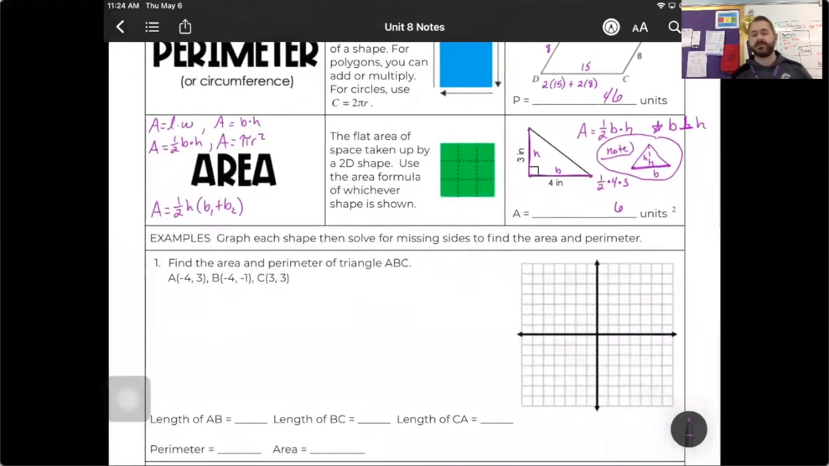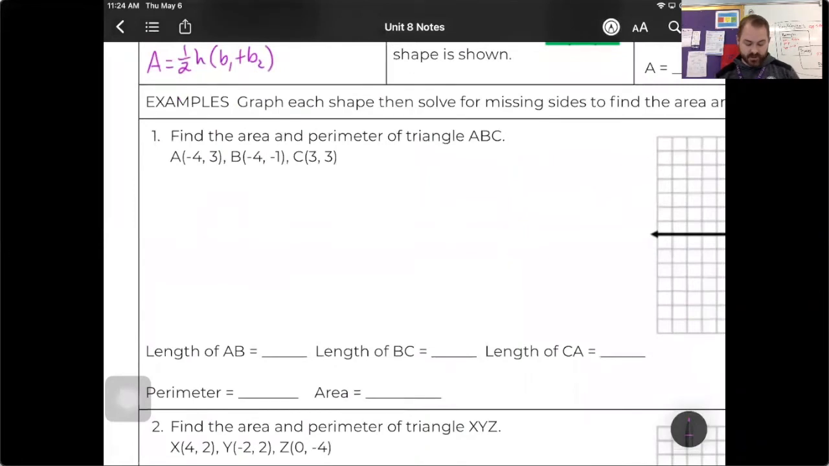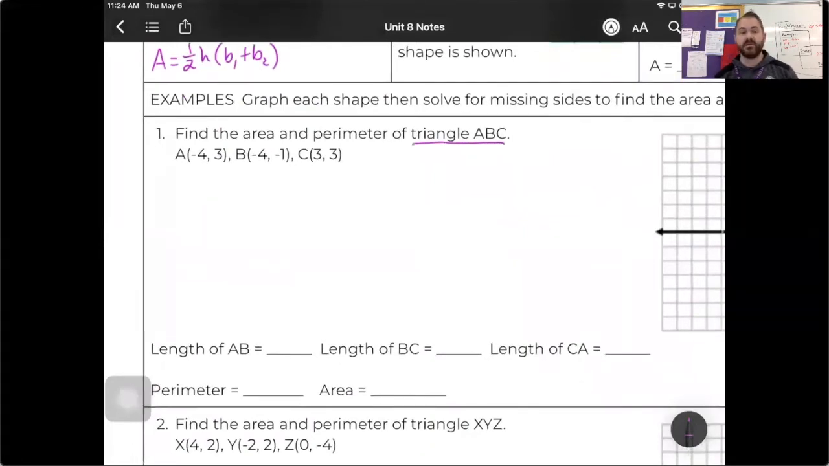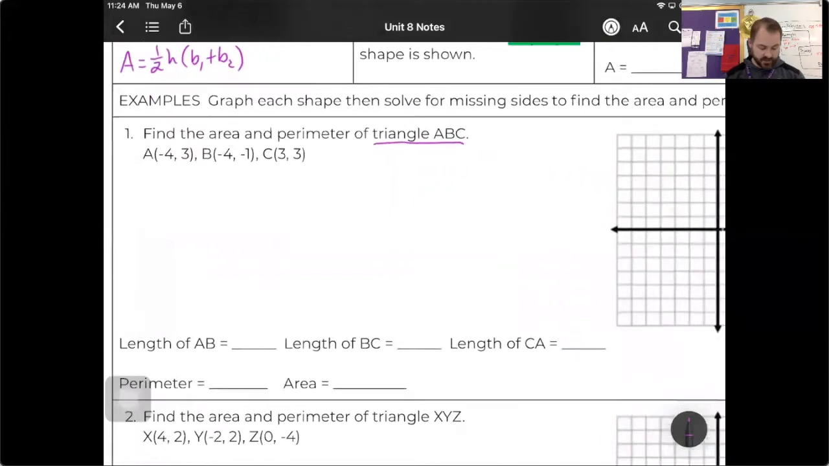So let's actually put this into practice. When we graph shapes in the coordinate plane, we can still find perimeter and area by using several different strategies for finding those lengths that we need, for either length and width or base and height or radius, things like that. So in our first example, we are told that there is a triangle ABC with these coordinates: A (-4, 3), B (-4, -1), and C (3, 3). And we're going to plot those points on the graph first to make our triangle.